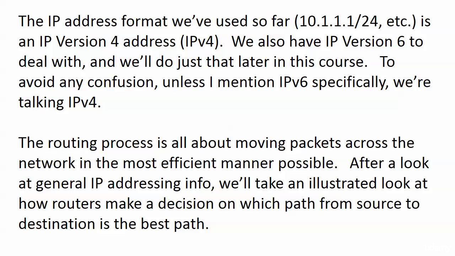The address format we've used so far, when you've seen an address like 10.1.1.1/24, something like that, that's an IP version 4 address. There's also IP version 6 out there, and that is not just 2 octets tacked on to the end of a version 4 address, believe me. And we will deal with IP version 6 later in the course. But to avoid any confusion here or in a meeting or on the exam, unless IP version 6 is specifically mentioned, we're talking about IP version 4. Just that simple. So I'm not going to continually say IP version 4 for the next 10 sections or however long it is until we get to version 6.